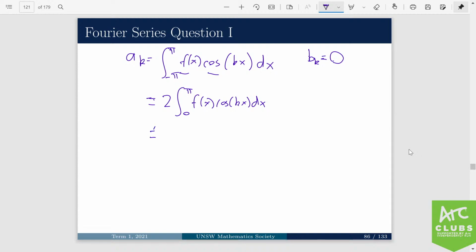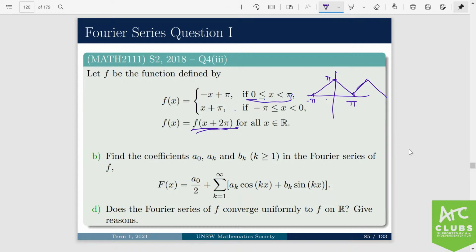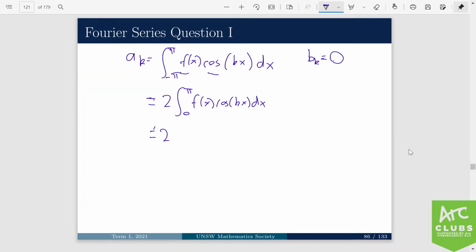So now, since our bounds are between 0 and pi, that's just this first piece. So that's 2 times the integral from 0 to pi of minus x plus pi, cosine kx dx. So when you're doing this, yep, odd times odd is even, that's what I meant, even though I didn't say that. With these, you often get some function and then some cosine, and the way to do this is typically using integration by parts. If you've done a lot of these, hopefully you should be able to do it without thinking too much.